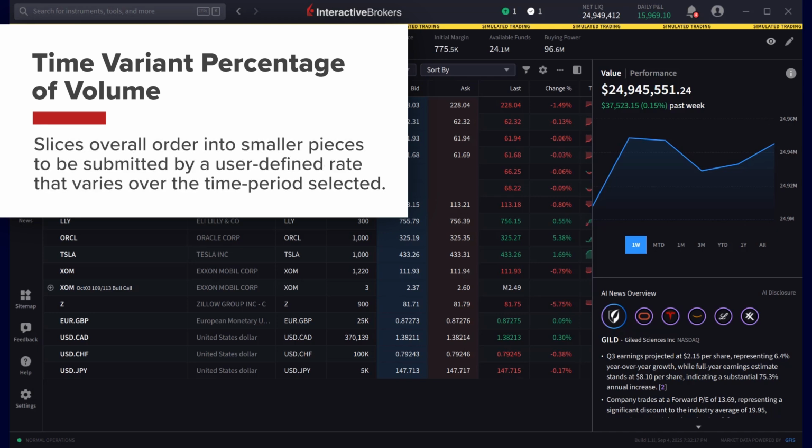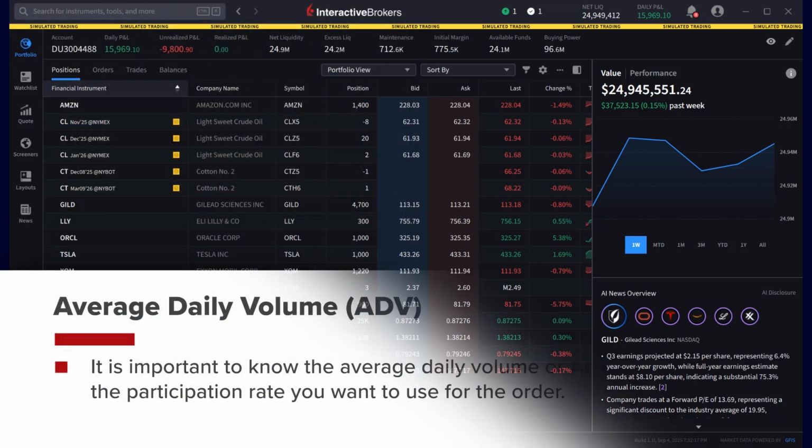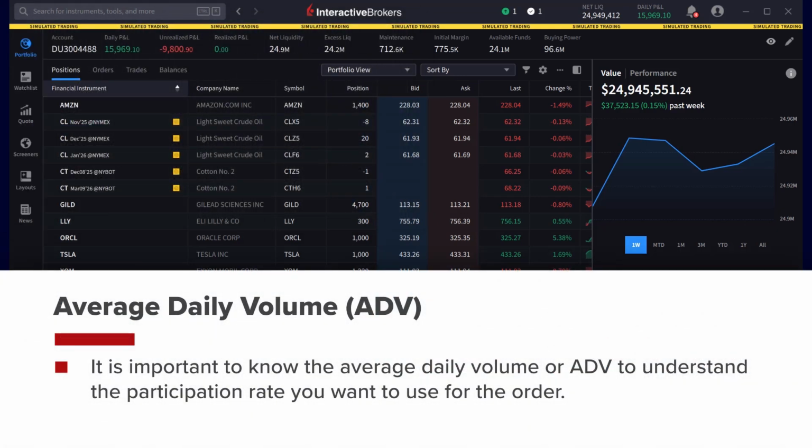The order slices the overall order into smaller pieces to be submitted by a user-defined rate that varies over the time period selected. It is important to know the average daily volume, or ADV, to understand the participation rate you want to use for the order.